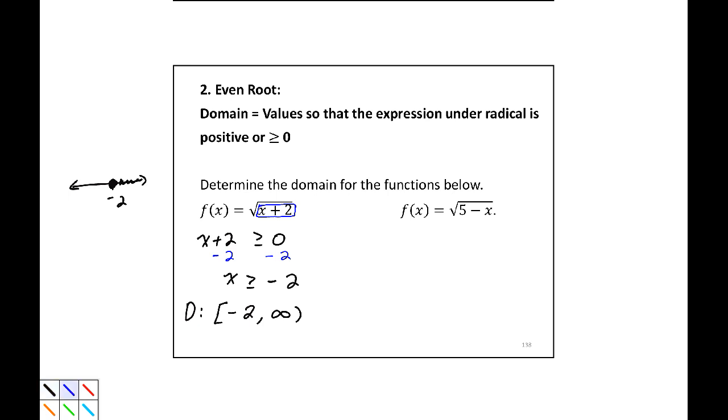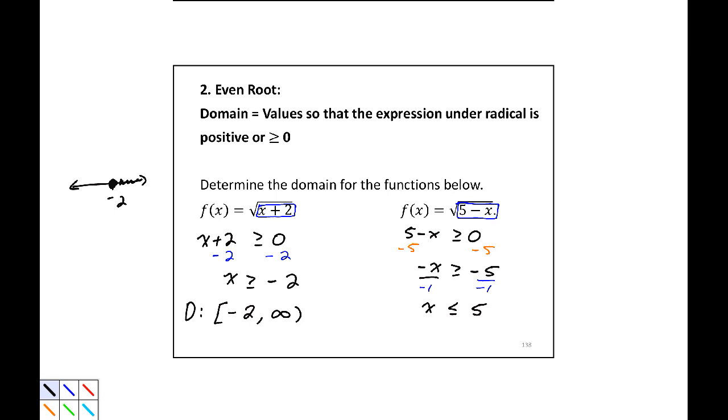The second function we have is f of x equals the square root of 5 minus x. We will again take our radical, specifically the radicand of that, 5 minus x, and we will set that greater than or equal to 0. So 5 minus x is greater than or equal to 0. We can subtract 5 from both sides so that we have minus x is greater than or equal to minus 5. And then dividing by negative 1 on both sides, we see that x is less than or equal to positive 5.